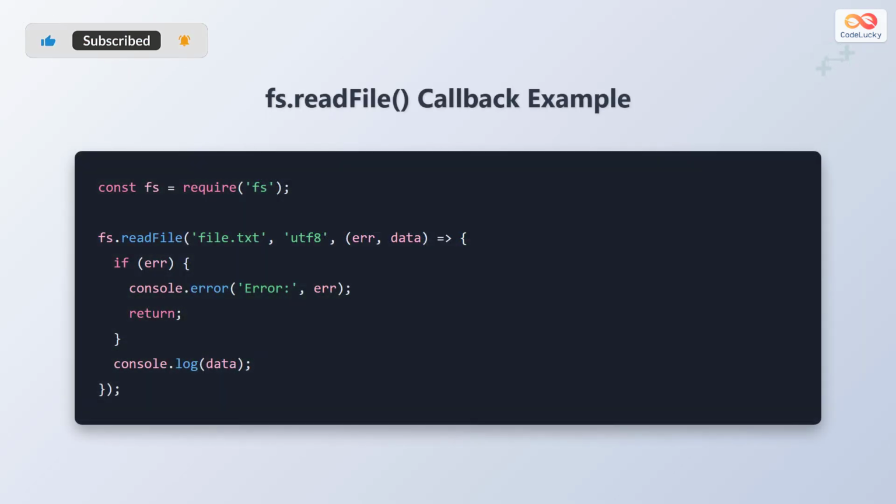Here's an example of using fs.readFile with a callback. First, we require the fs module. Then we call fs.readFile with the file name, encoding, and a callback function. The callback function takes two arguments: error, which represents any error that occurred, and data, which contains the file content. Inside the callback, we check if there's an error. If so, we log the error message and return. Otherwise, we log the data to the console.